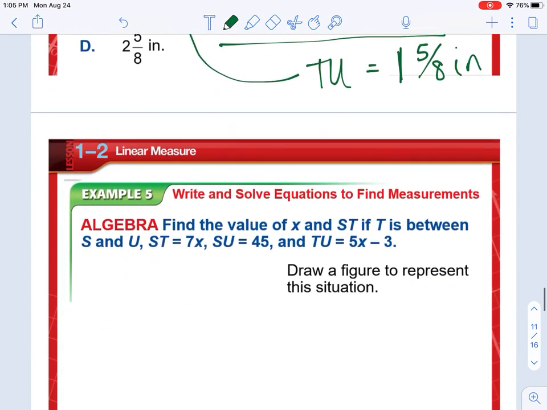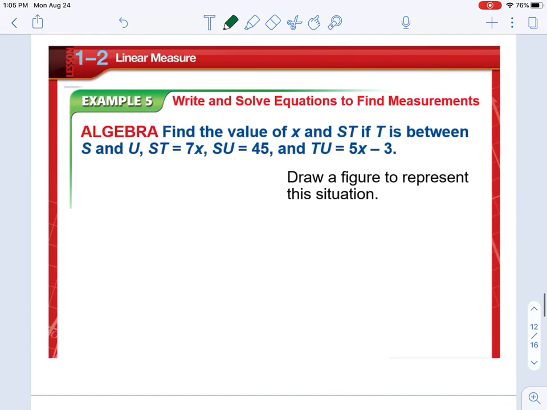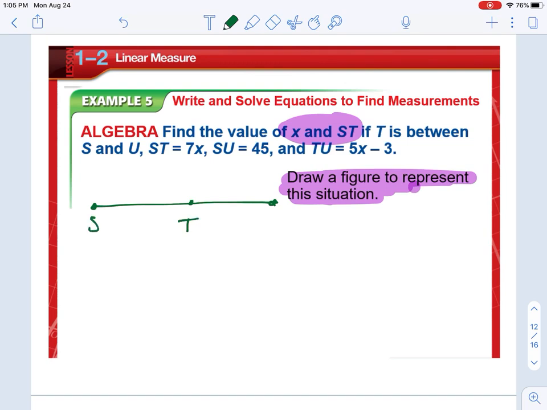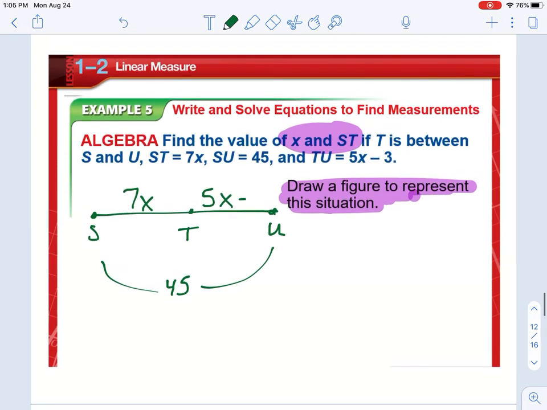Hopefully you're doing good so far. We're going to move into a different kind of problem. We need 3 things for these solutions. Check on your homework. Make sure you answer everything you need to. We need the value of x and the length of ST, as well as a drawing or a figure to represent the situation. So, find the value of x and ST. If T is between S and U, so I drew that out, ST is 7x, SU is 45, and TU is 5x minus 3.